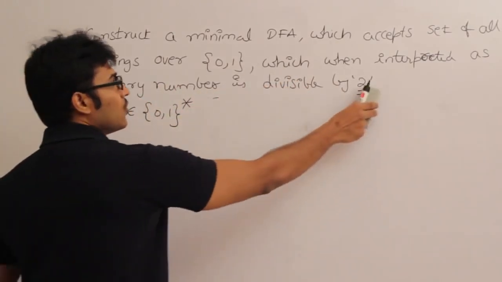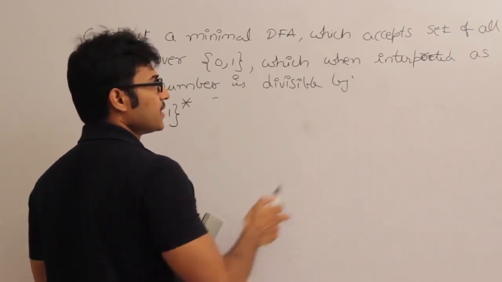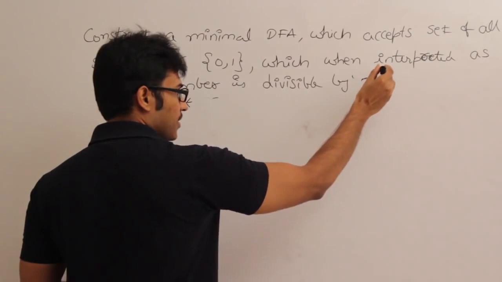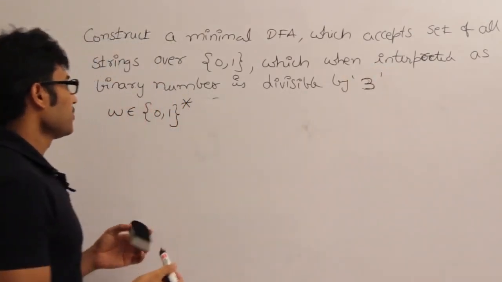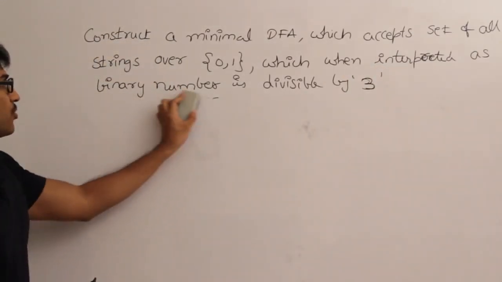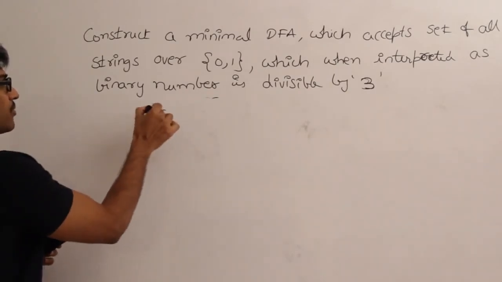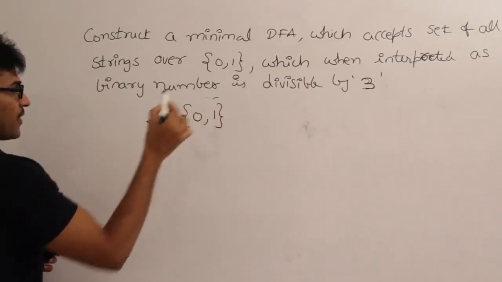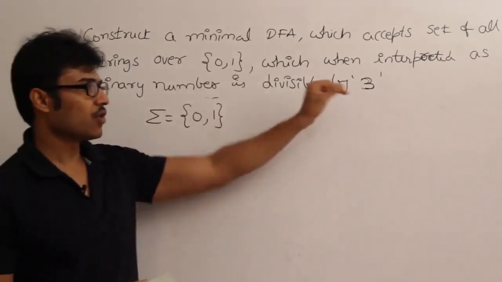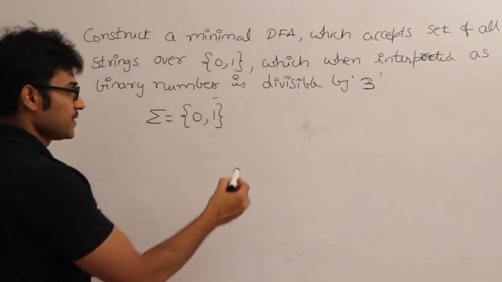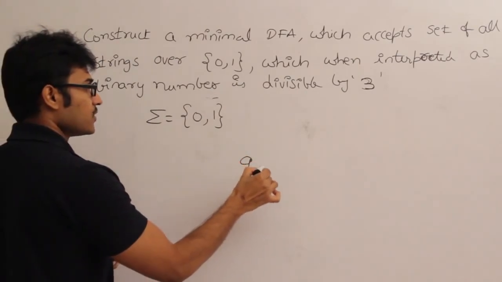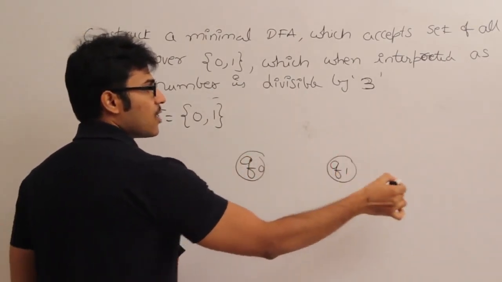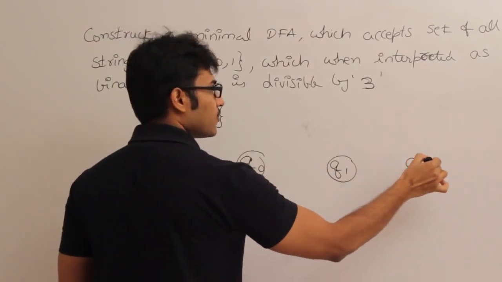So instead of 2, now we have to divide the number by 3. Again, whenever I divide any number by 3, what are the possible remainders? We are talking about binary numbers, so the input alphabet is 0, 1. Now whenever I divide any number by 3, what are the possible remainders? I can get a remainder of 0, or a remainder of 1, or a remainder of 2.